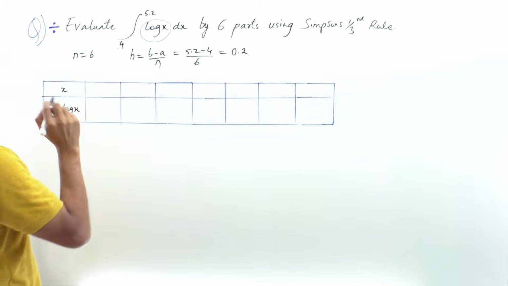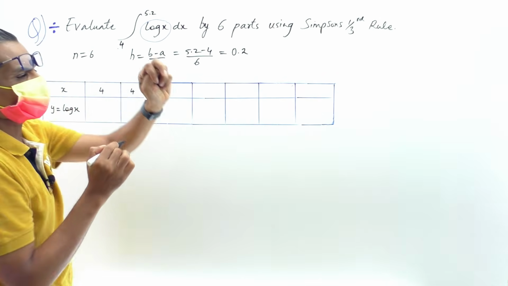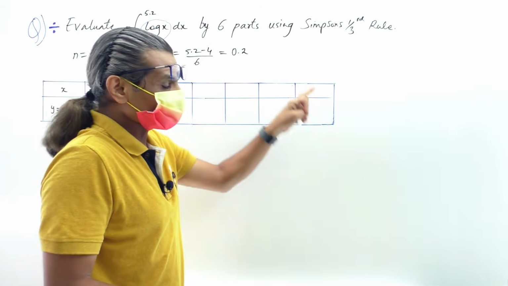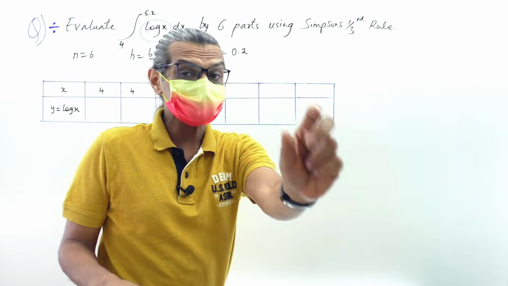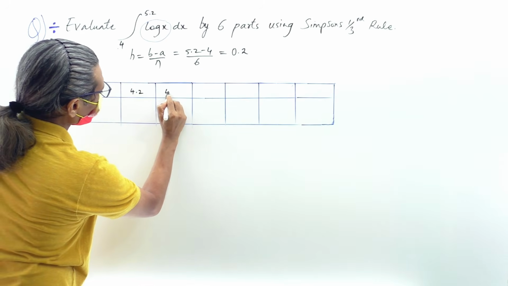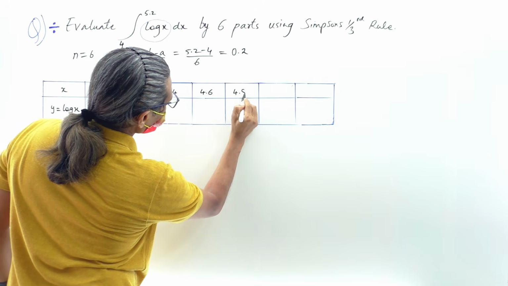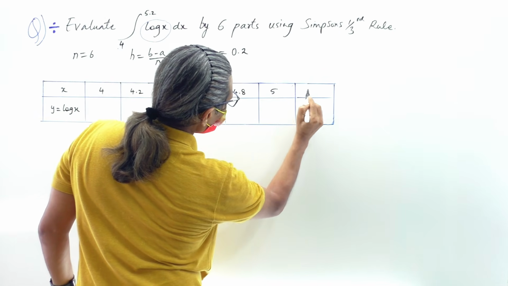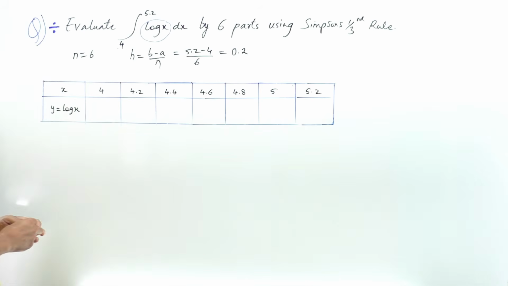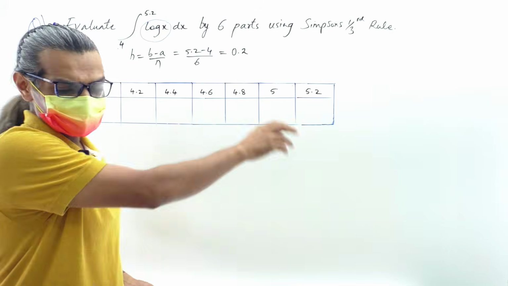Fine. Now we start from 4, then divide from 4 to 5.2 into 6 equal parts. Each part size we found is 0.2. So 4, 4.2, 4.4, 4.6, 4.8, 5, 5.2. Perfect. Now let's fill this table. We'll find the value of log of 4, 4.2, 4.4 and fill the table.